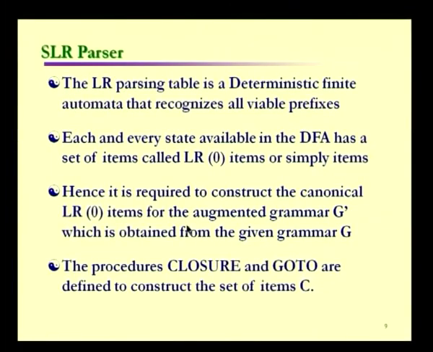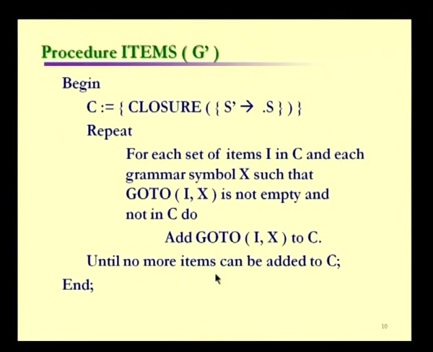Now, to find out the LR(0) items, we will have two functions: one is called closure, and another one is called goto. These two functions will be used for constructing the LR(0) items. As far as the procedure is concerned, we need to construct the set of all items for all the states available in the grammar, and the collection, that is C, we call the canonical collection of items. The first state is obtained by the closure of S' derives dot S, which is an additional production introduced into the augmented grammar.